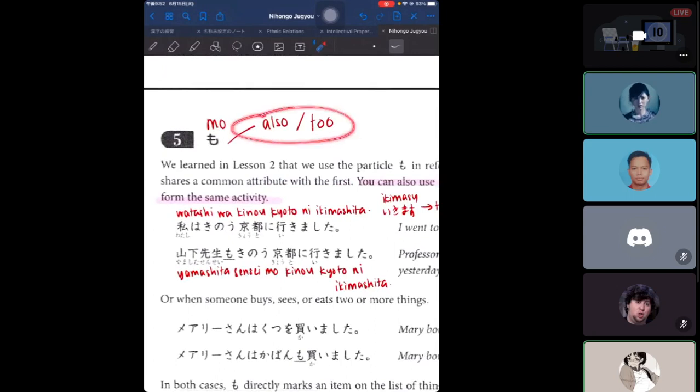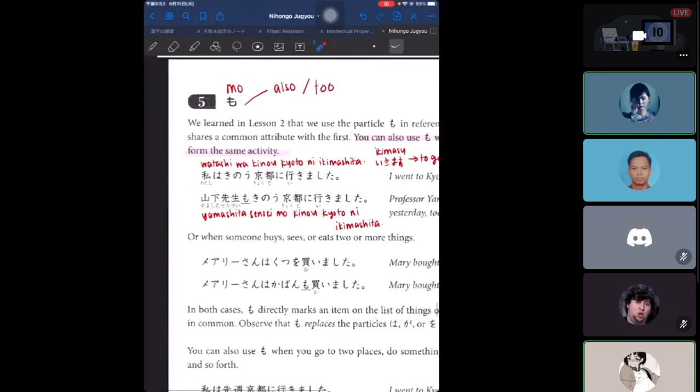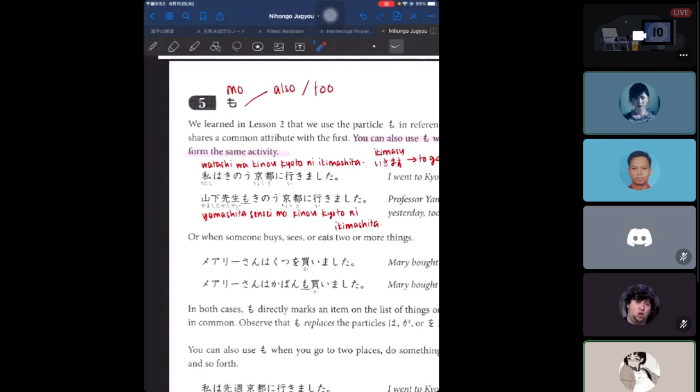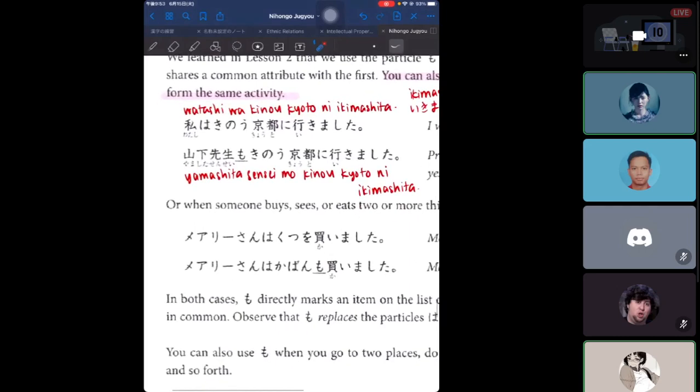It's basically the same as chapter 2. We learned the mo thing. And next, you can also use it when people buy more than two things, but you are using the same verb at the end. You have to make sure it's the same verb at the end. So this one is ikimashita, both of them. So the next one, maybe, Kaicho, dozo.